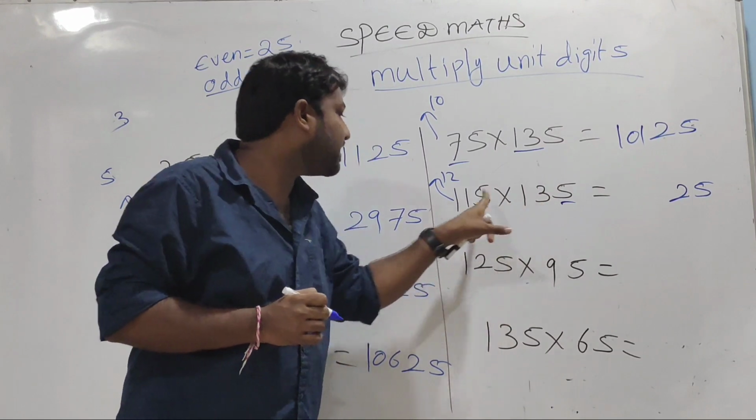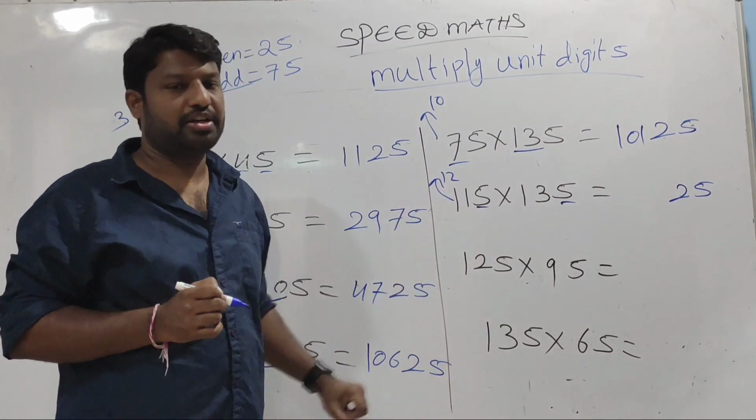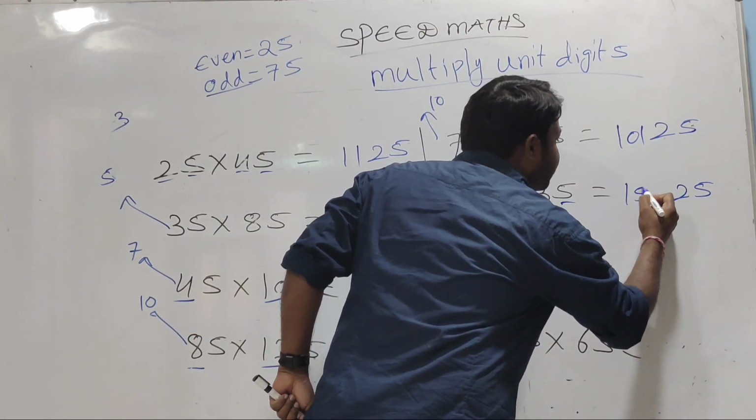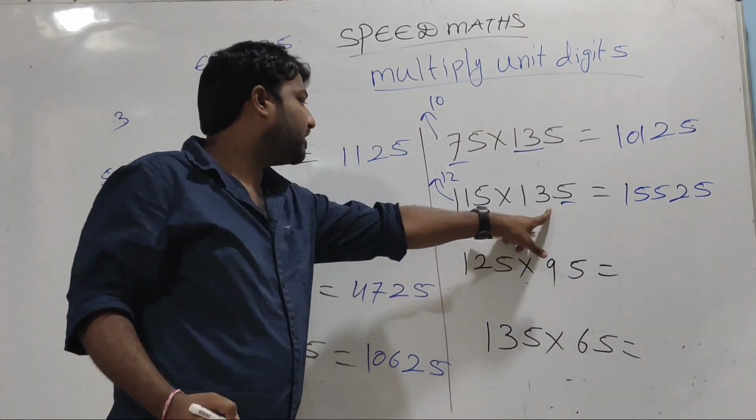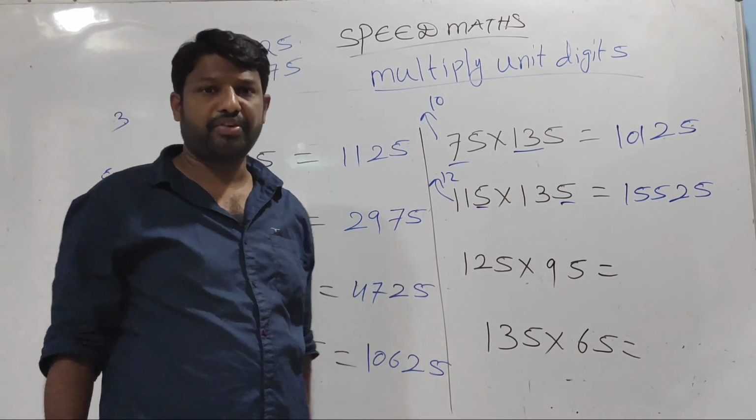Okay. Next, multiply 13 into 11. So 13 times 11 is nothing but 143, plus 12. 143 plus 12 is nothing but 155.